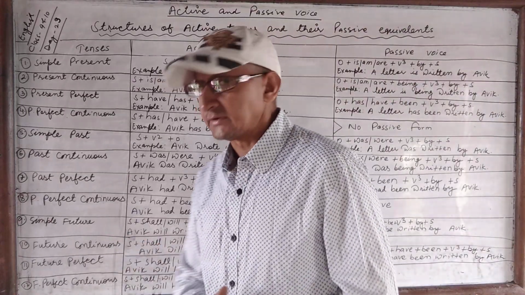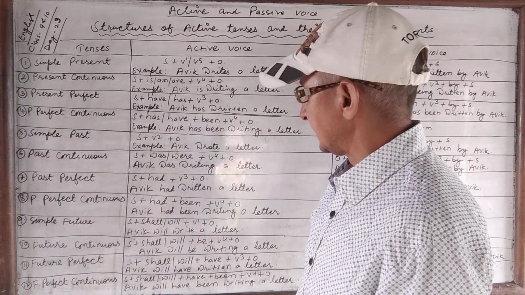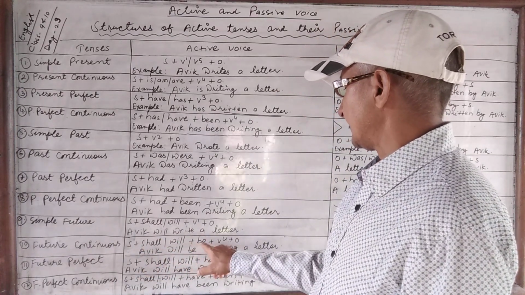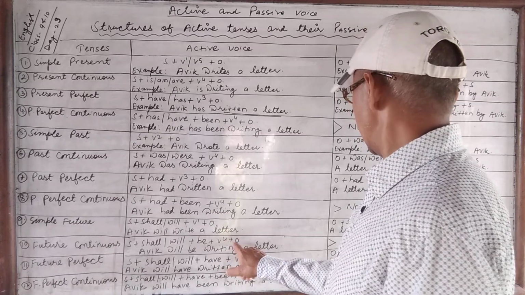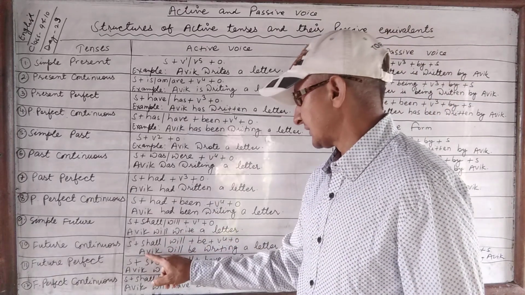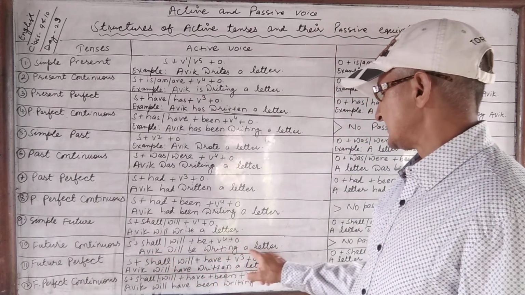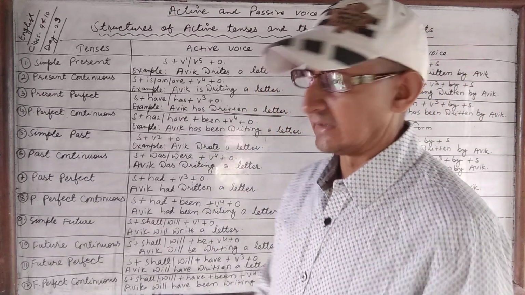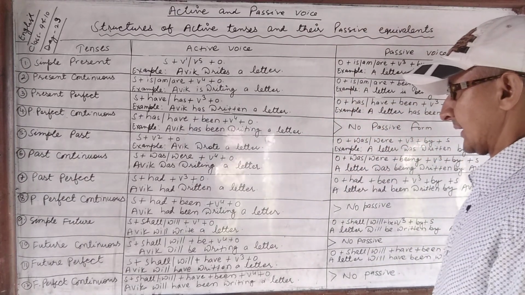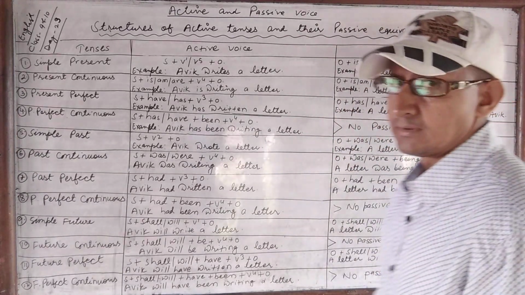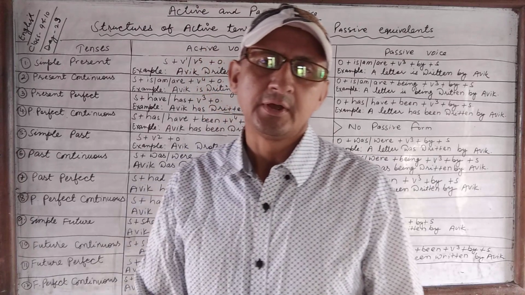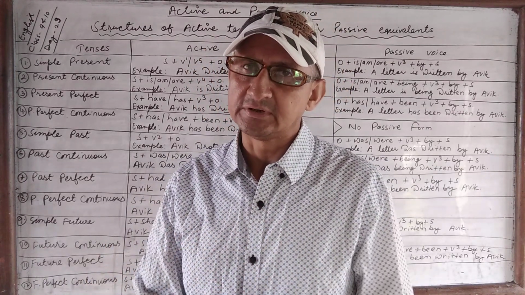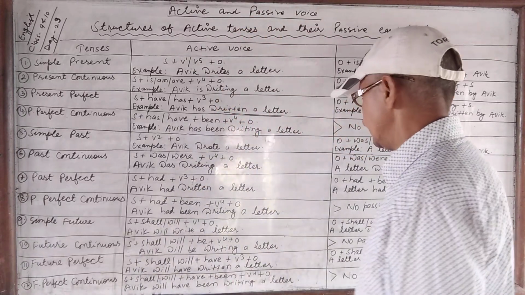Now future continuous tense. The structure of future continuous tense is subject plus shall/will plus be plus V4 plus object. Example is Abhik will be writing a letter. This is the example of future continuous tense. And there is no passive form of future continuous tense.